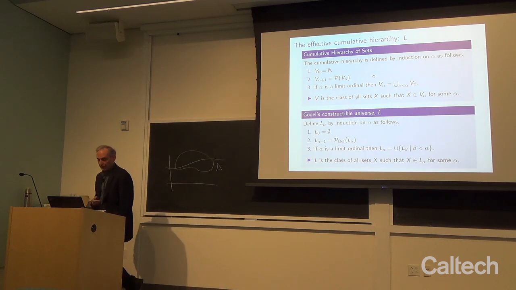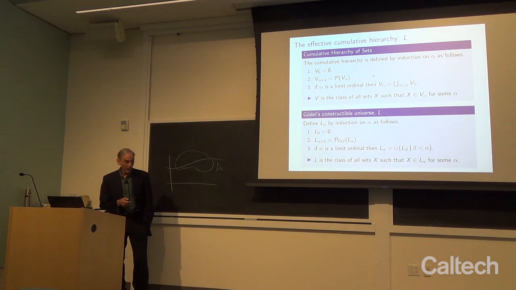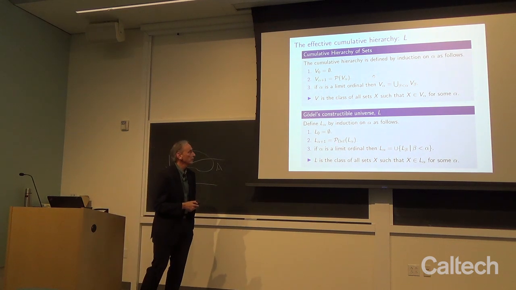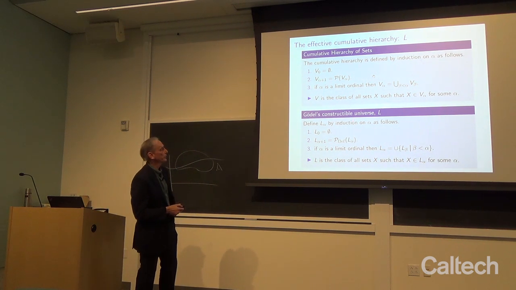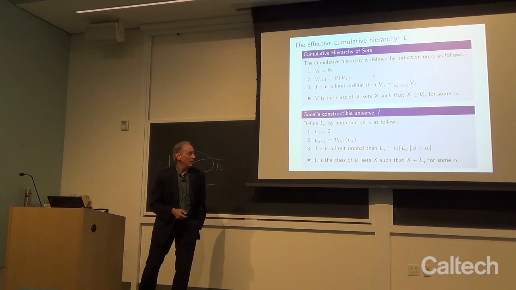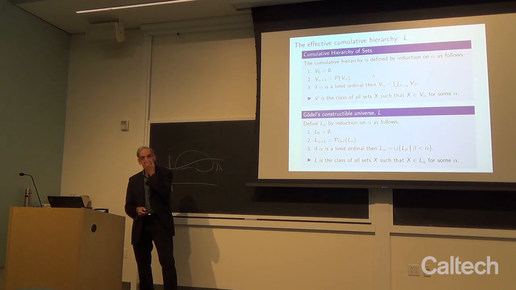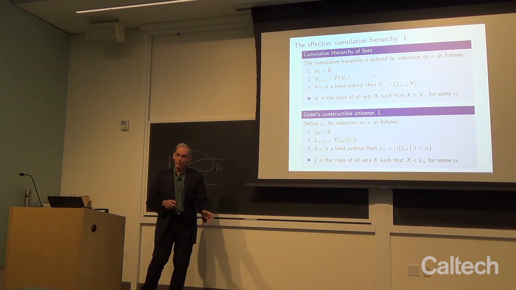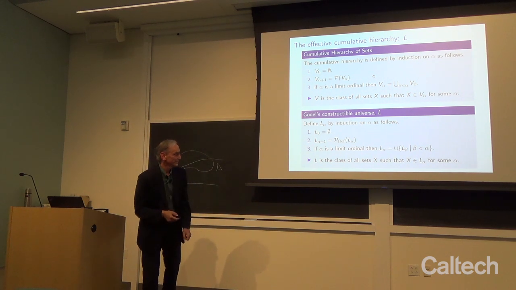So we're just going to replace the power set by the definable power set. This gives you Gödel's universe L, which I've already mentioned. You start the same way, but now at a successor step, you take the definable power set instead of the full power set. At limit stages, you take the union, and then L is the class of all sets X such that X belongs to L alpha for some alpha. Now this is a much more slowly growing hierarchy. In general, L alpha is not V alpha.